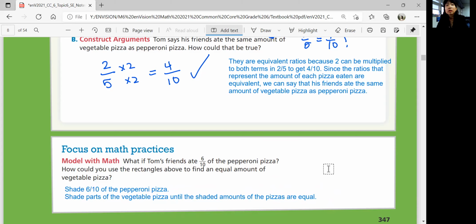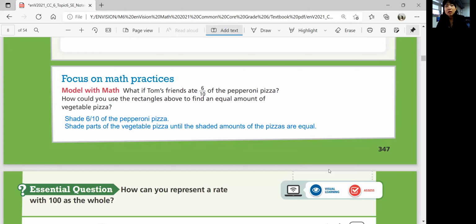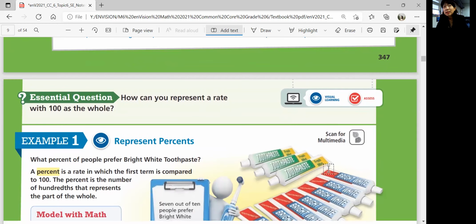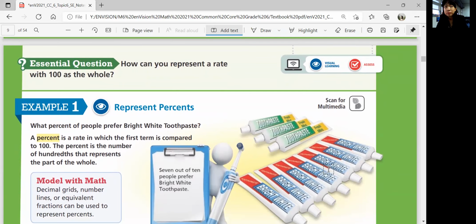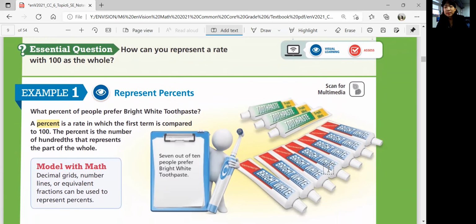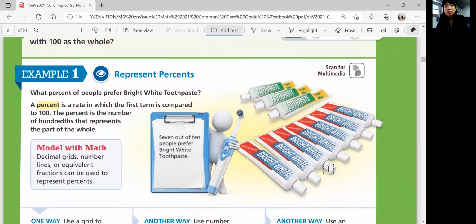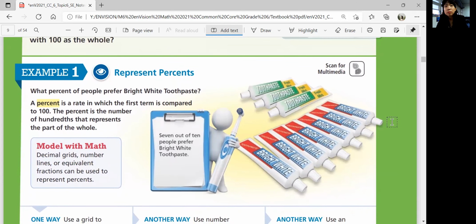Okay, that's how you can use the rectangles or the bar graphs. All right, so the essential question for this lesson is how can you represent a rate with 100 as a whole? Example 1, representing percents. What percent of people prefer bright white toothpaste? So we've got a bright white toothpaste and just a regular toothpaste here.